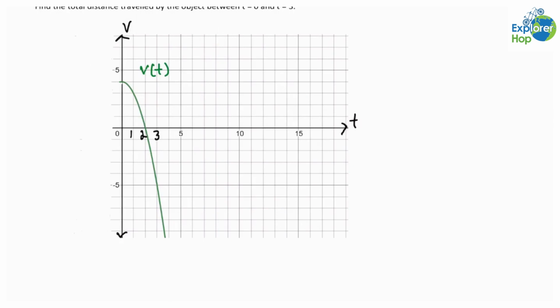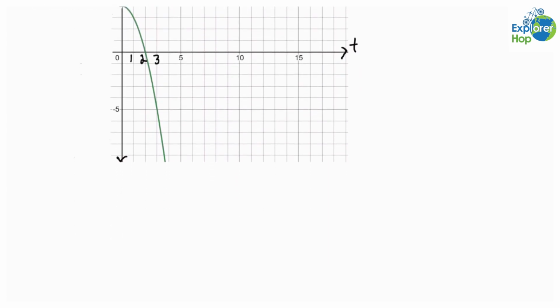So this is what the graph of the function v of t looks like. Notice that between t equals 2 and t equals 3, the velocity is negative, which means displacement is negative in this interval. So if we were to integrate the function over this interval, we will get a negative value representing the displacement. However, we want to find the total distance traveled, not displacement. So we will instead integrate the absolute value of v of t, and the absolute value of v of t represents the speed of the object.